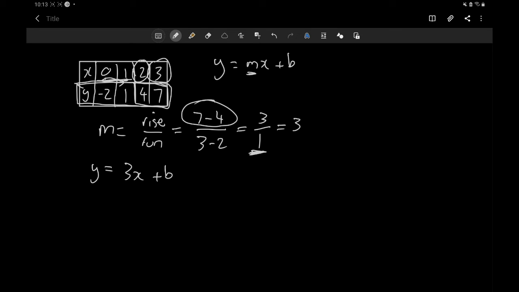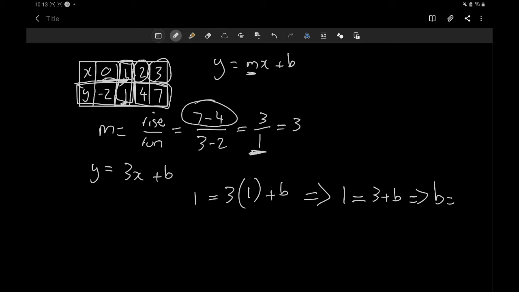And let's calculate b by doing some substitution. Let's pick this set here. So we know that if x is 1, y is also equal to 1. So y, 1, is equal to 3 times x, and we know x is 1, plus b. So 1 is equal to 3 plus b, and therefore b is equal to 1 minus 3, which is minus 2.